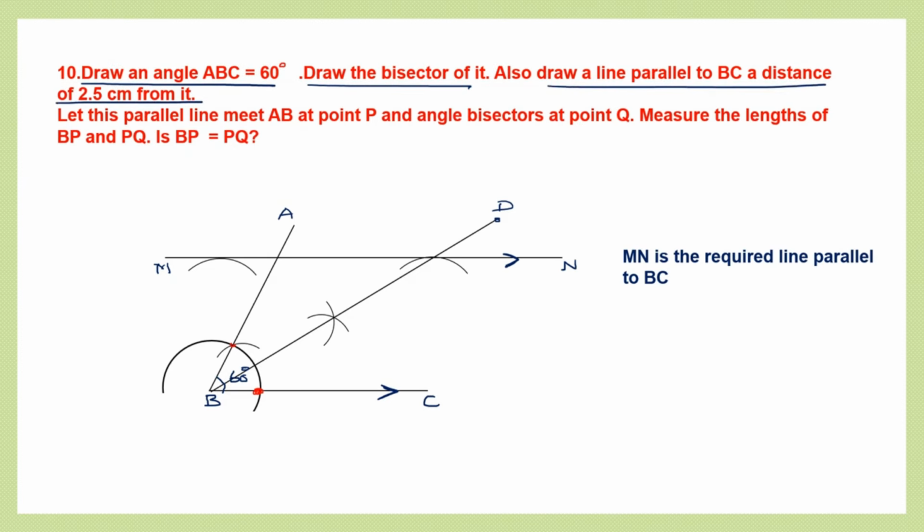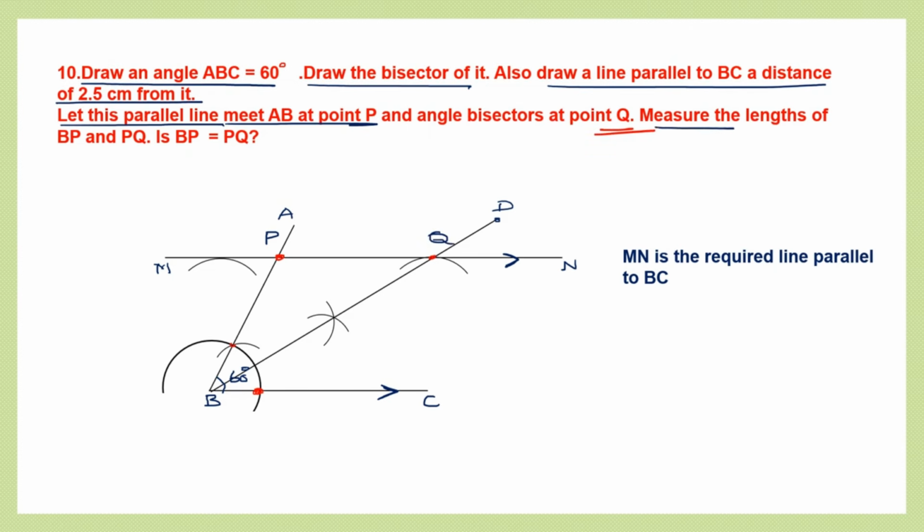Now let's continue. Let this parallel line, that is the one that you've drawn, MN, meet AB at point P. So here as you can see, this line MN has met AB at a particular point. So this point we are asked to name it as P. So let's do that, P. And let's continue. And angle bisector at point Q. So this parallel line has touched this angle bisector at a particular point here, and we are asked to name it as Q. So let's call it Q.